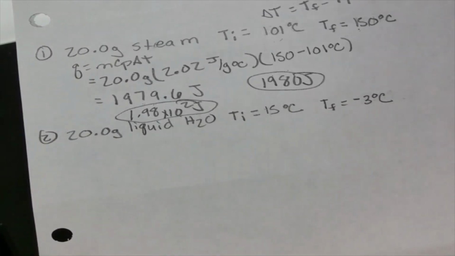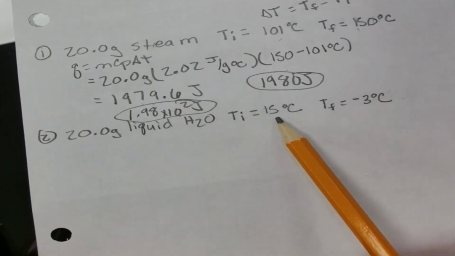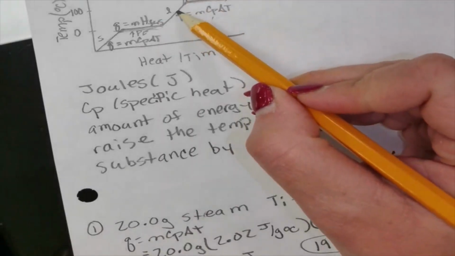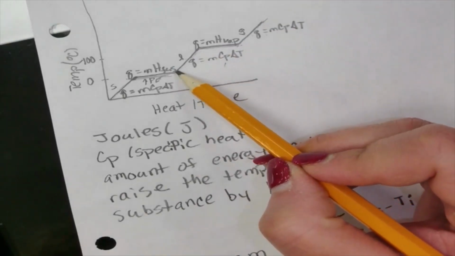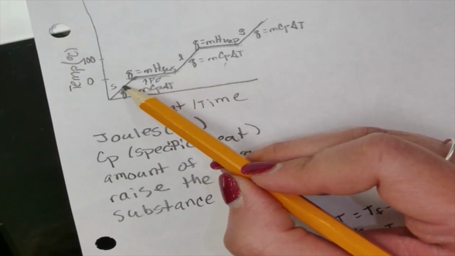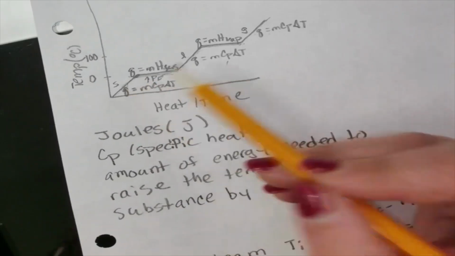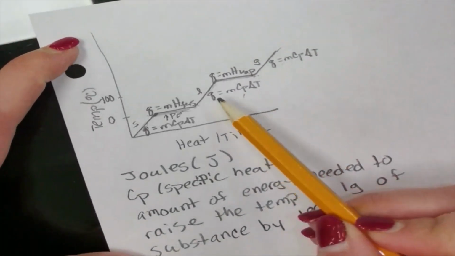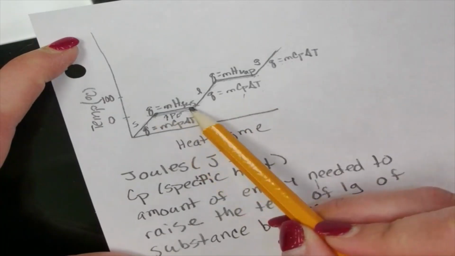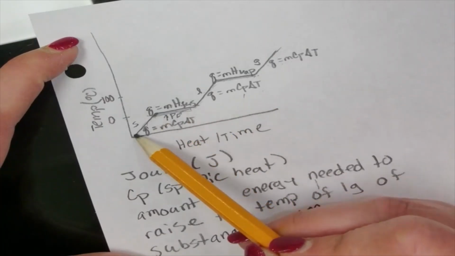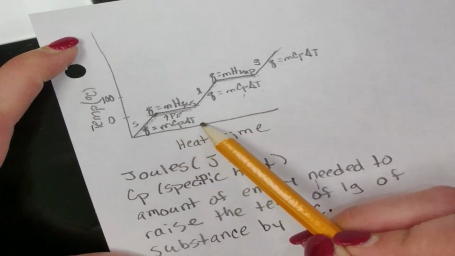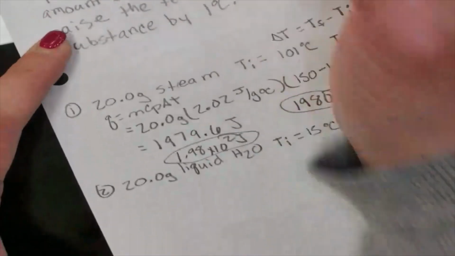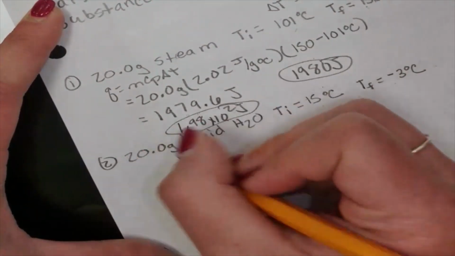I have 20 grams of liquid water where my temperature is 15 and my final is -3. So I am a liquid, then freezing to become a solid with a temperature of -3. So that is a 3-step problem. Q equals MC sub P delta T. Q equals M heat of fusion, and then Q equals MC sub P delta T again for the solid. So a 3-step equation. Let's start with our Q1, that is our temperature of our liquid.